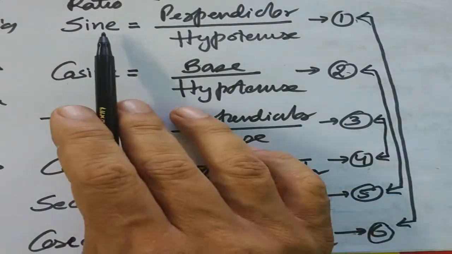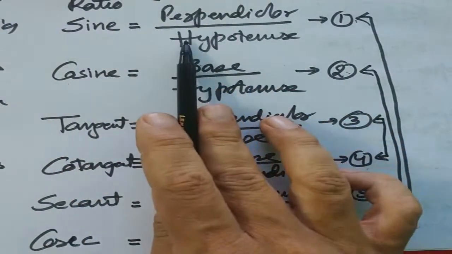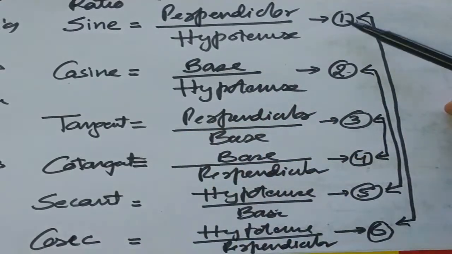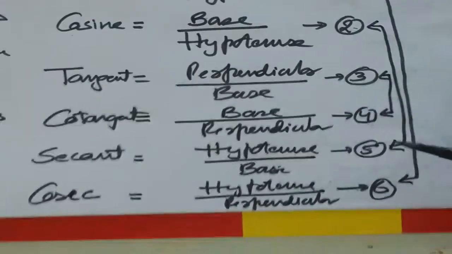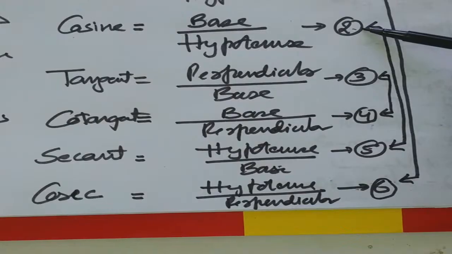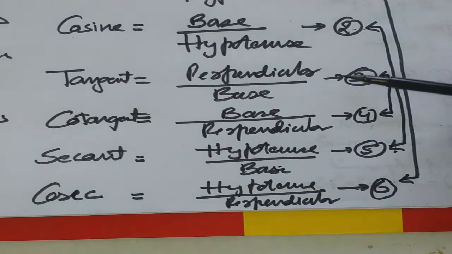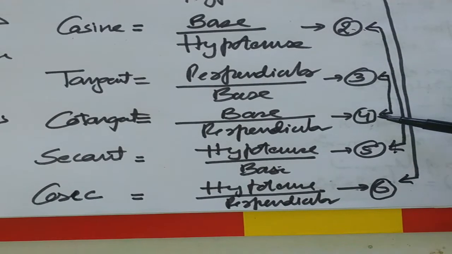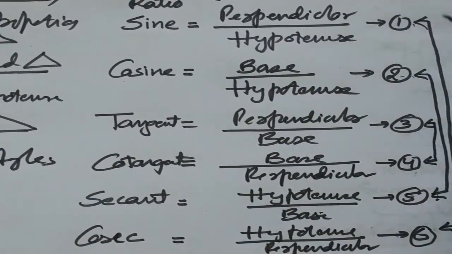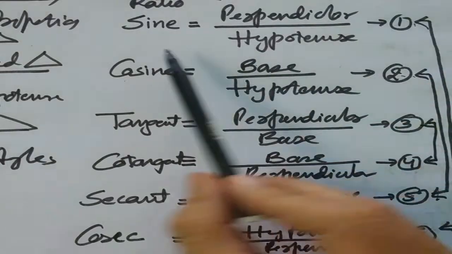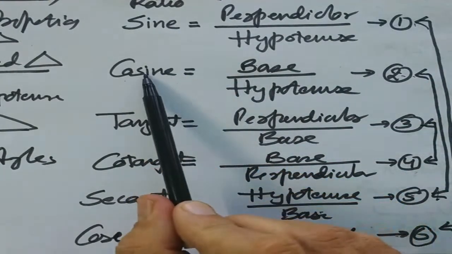See, sine is equal to perpendicular upon hypotenuse, which is the first one. This is the opposite of the last one. Second is the opposite of the fifth one. And third is the opposite of the fourth one. So actually you have to remember the first, second and third, and remember them in the same sequence: sine, cosine, tangent.